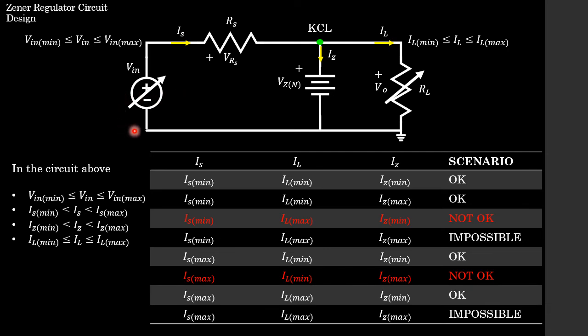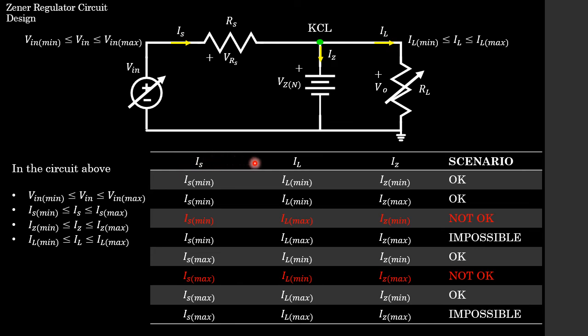So this is the equivalent circuit that we're looking at, and in this circuit, we know that we can have the following taking place at any time. We can have our input voltage varying between the minimum and the maximum, which will have our source or series resistor current varying between some minimum and maximum. And of course, the Zener current and the load current are also going to be varying between some minimum and maximum values. Now, considering that we're going to be varying between all these different values, let's look at the various scenarios that we're going to find in the circuit.